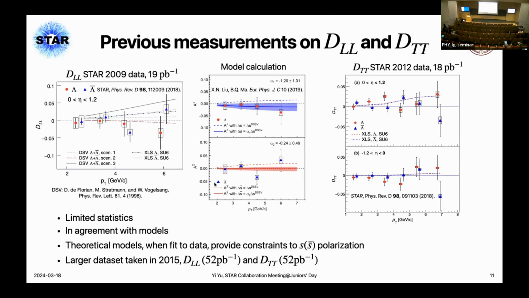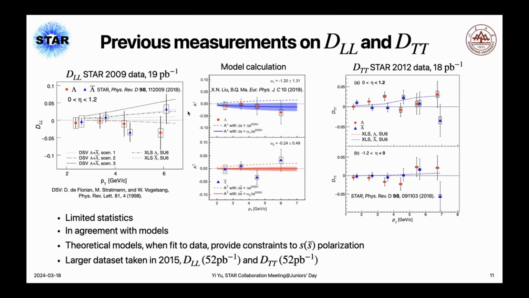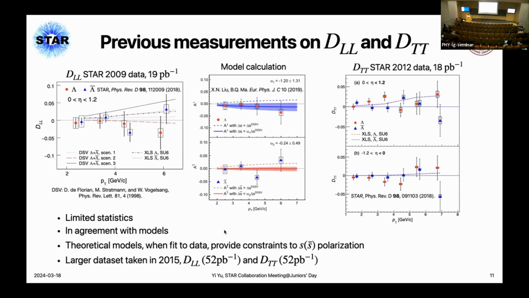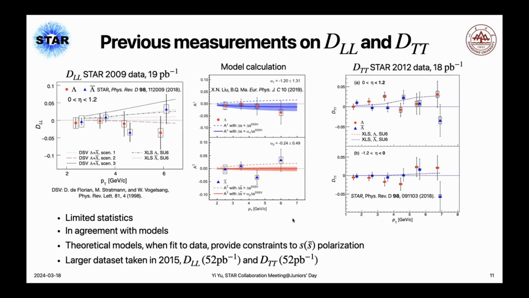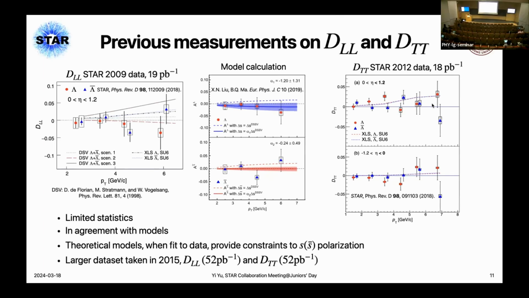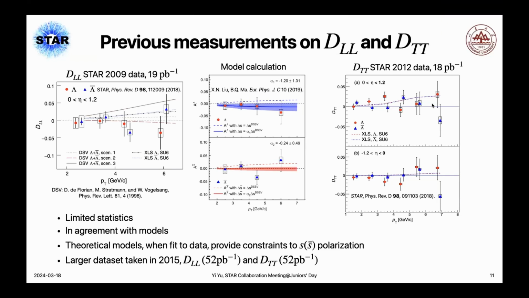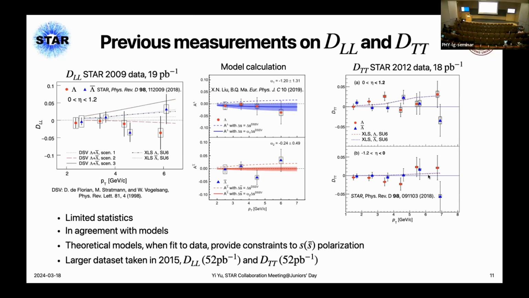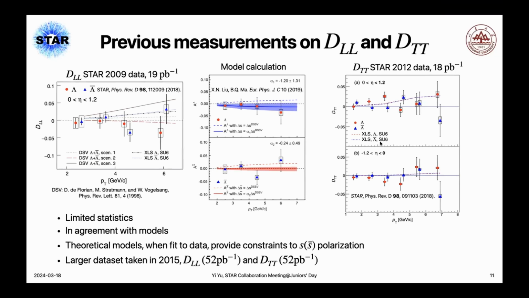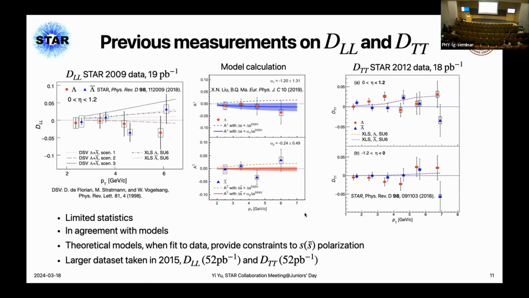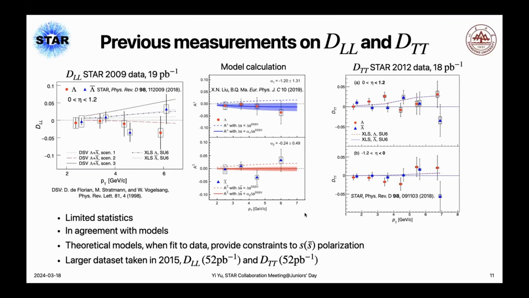This result found that when fitting our published result, it provides constraints on the strange quark polarization. The right plot is the published DTT measurement using STAR data taken in 2012. This data set corresponds to an integrated luminosity of about 18 inverse picobarn. Currently, those measurements are statistically limited and are in agreement with the model predictions.